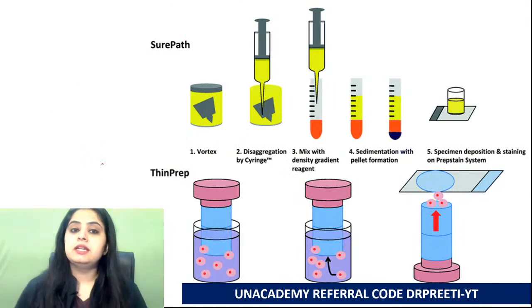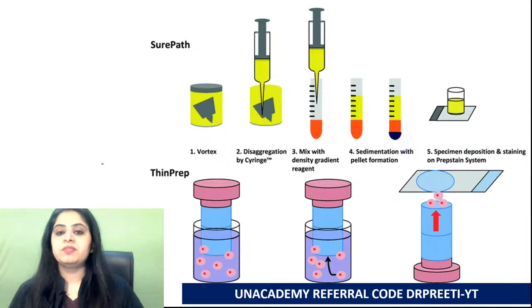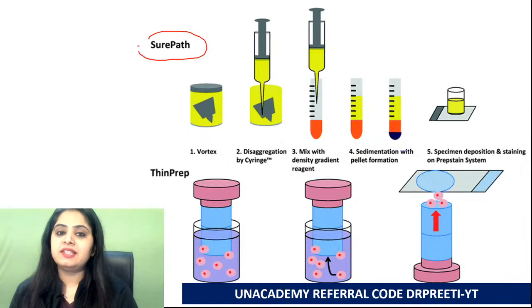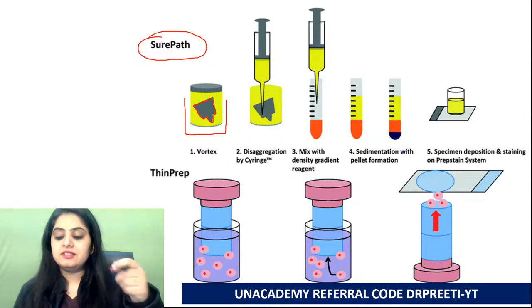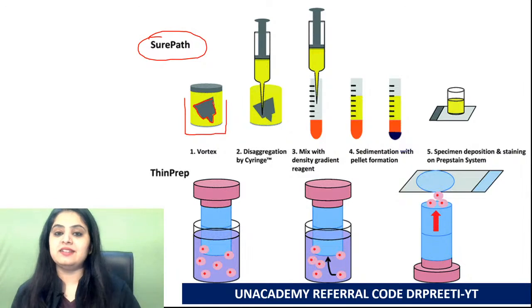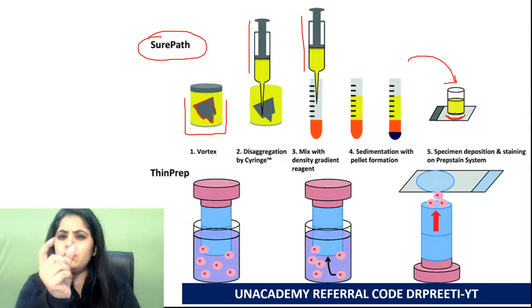So you'll ask me, ma'am, what's the difference between SurePath and thin prep? Look at this, guys. In SurePath, can you see that container? Can you see that tiny brush which I have thrown inside it? Yes. So whatever little cells I had, I've thrown inside it. What do I do then? I take the sample from here and put it onto a slide. Can you see? I've put it onto a slide in a round small area.